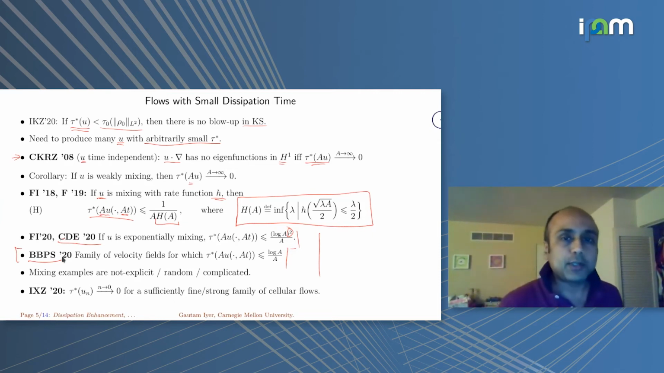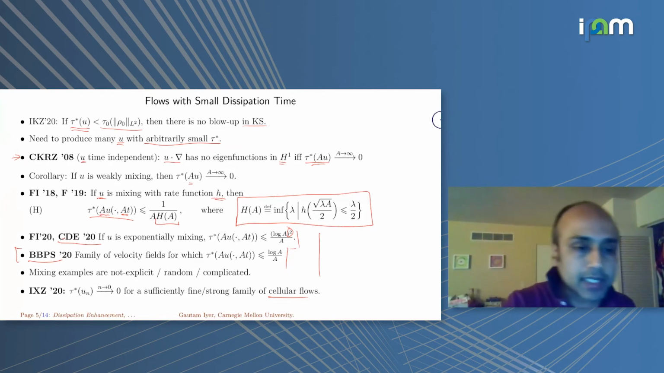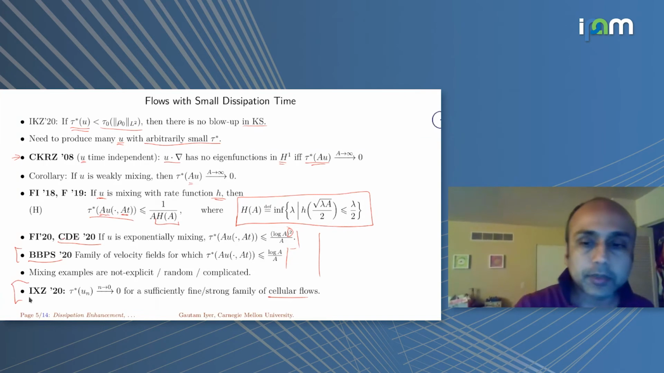All we need to stop blow up is a small dissipation time. We don't need mixing. It's a much weaker condition. So can you find simpler examples? Well, yes: cellular flows. What if I take a strong enough and fine enough cellular flow? I should be able to make the dissipation time arbitrarily small. Once I make the dissipation time arbitrarily small, I should be able to stop the blow up. I'll say a bit more about this towards the end.